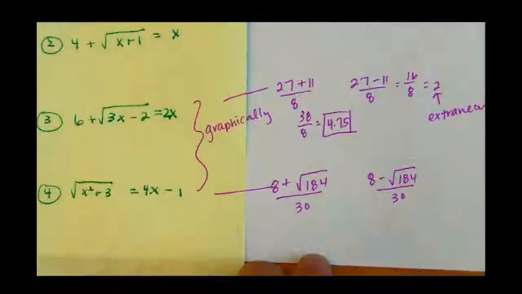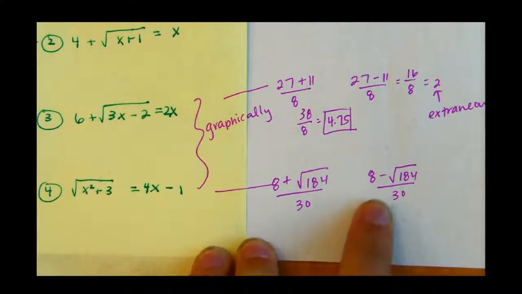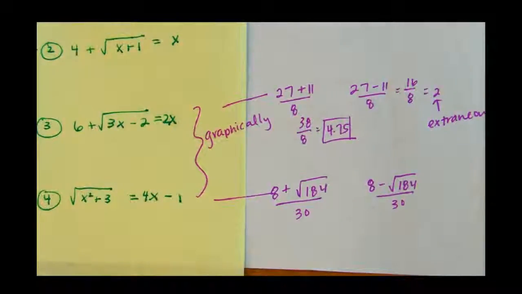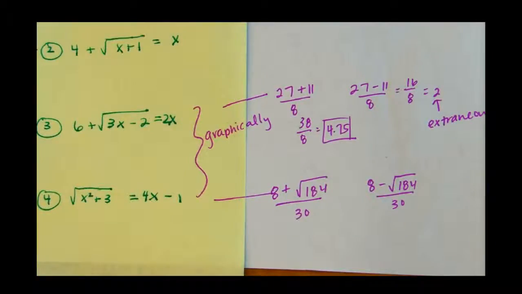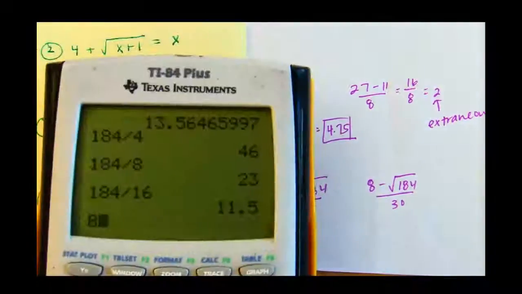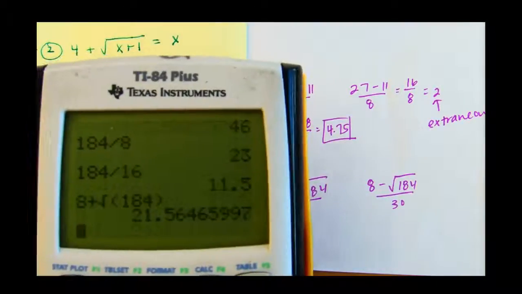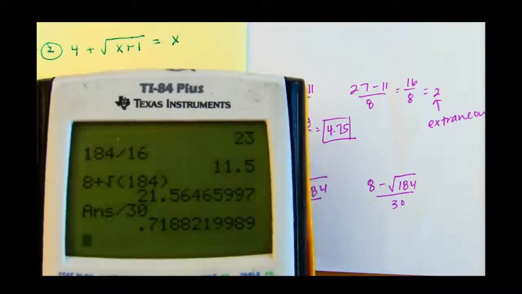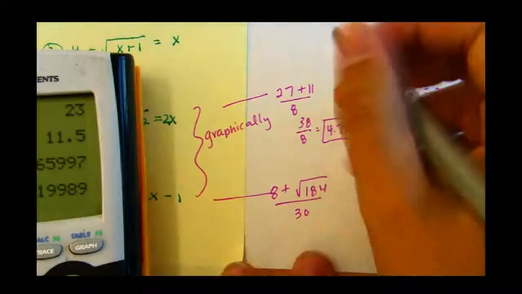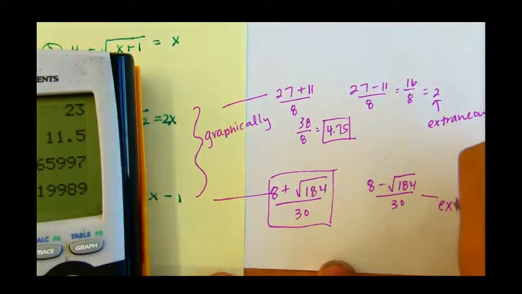So again, in order to solve this problem completely, I've got to go back to my two solutions, which when you solve them algebraically, you should get (8 plus the square root of 184) over 30, and (8 minus the square root of 184) over 30. So I've got to plug those two into my calculator and see which gives me 0.72. So if I take 8 plus the square root of 184, and I divide that by 30, I get 0.7188. So that was my solution, which means that the other has to be extraneous.